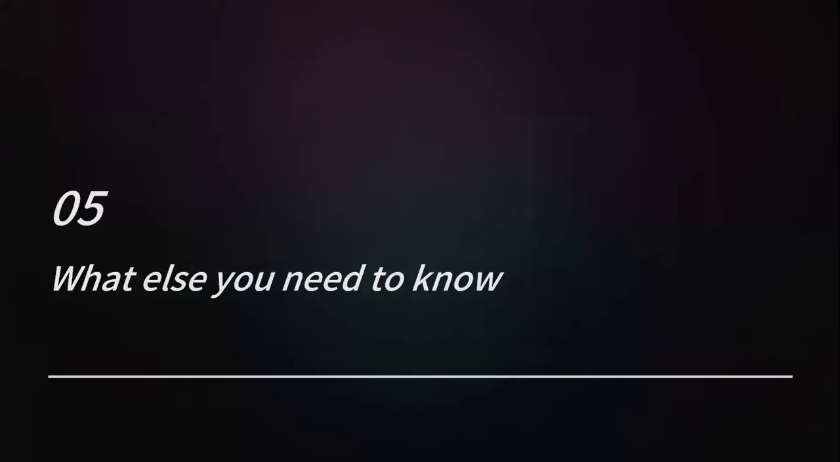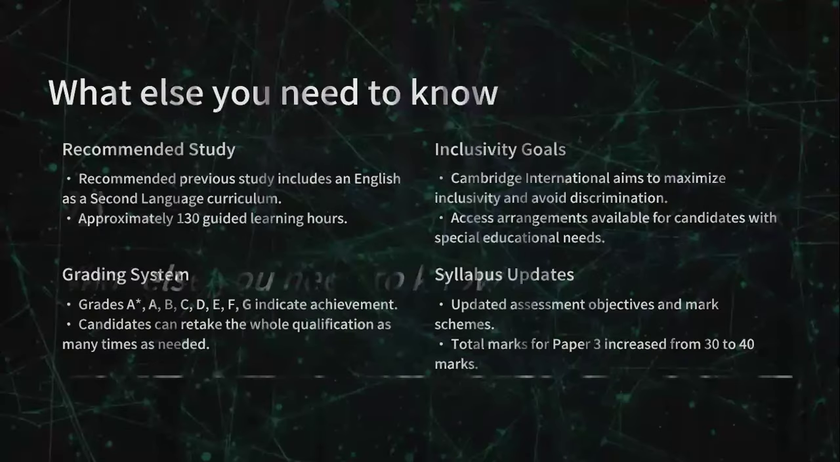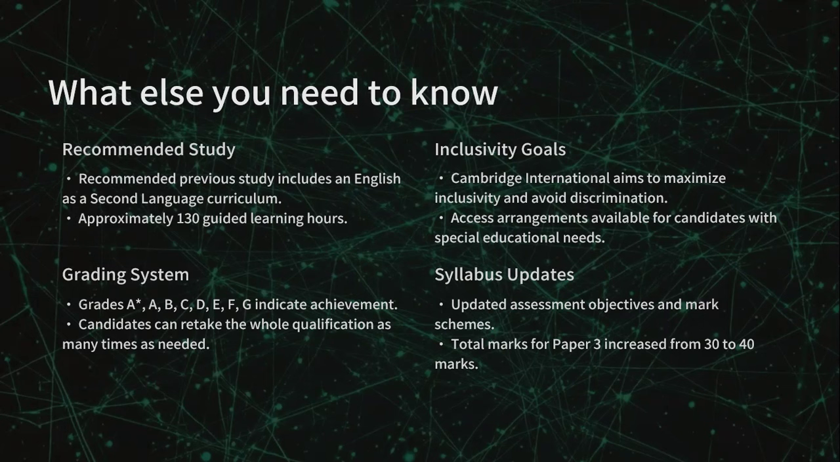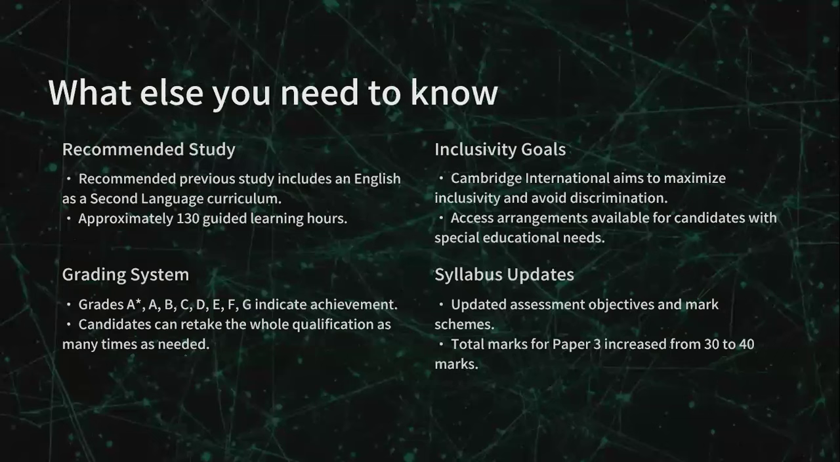So I would like to end the session here. What else do you need to know? Are there any things that are still not clear in your mind? I have listed four over here. First and foremost, the recommended study. Second, the grading system. Thirdly, the inclusivity goals and the syllabus update. As far as the study mode is concerned, Cambridge has recommended 130 guided learning hours. That means you should spend 130 hours preparing for each component of your 0510 or 0511 syllabus.